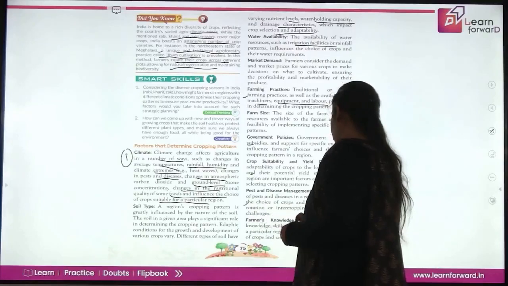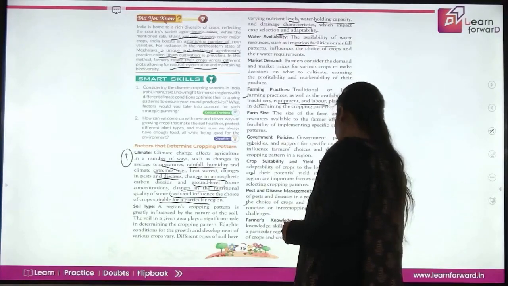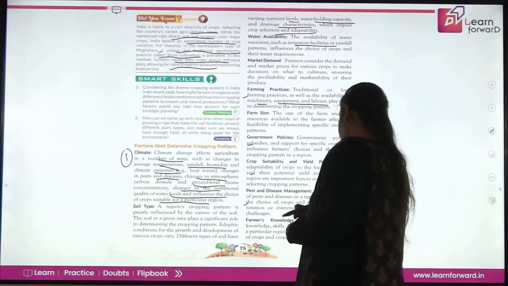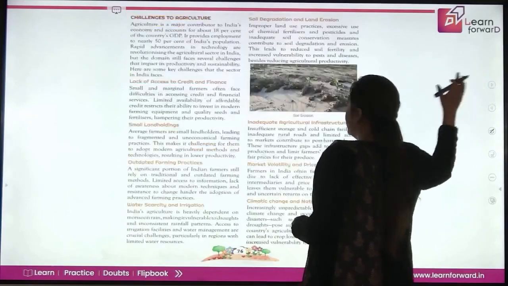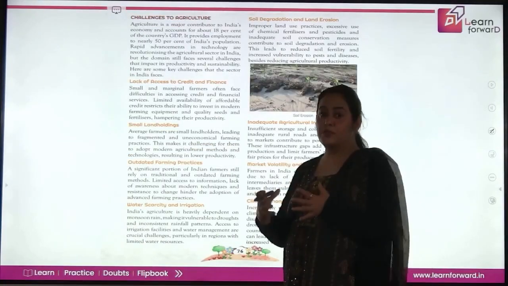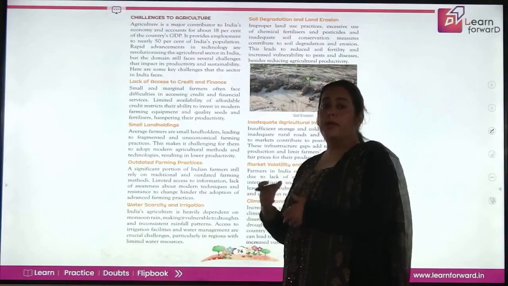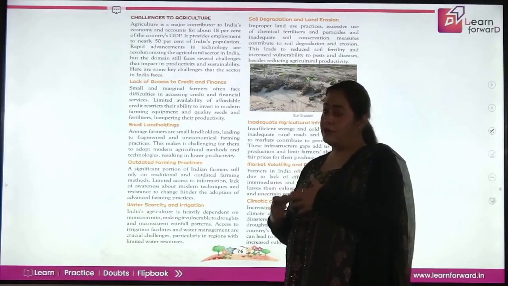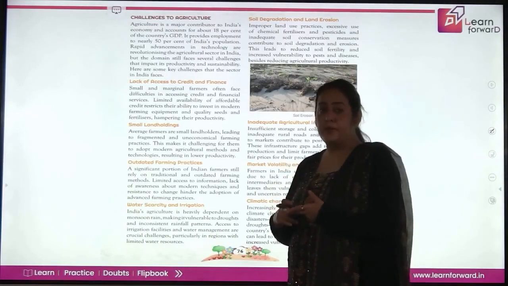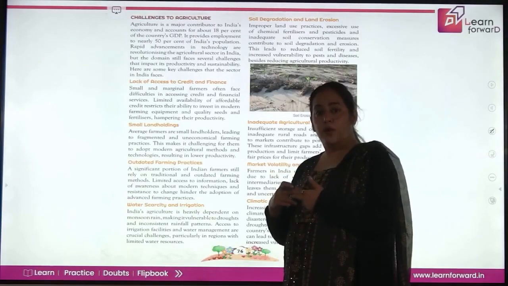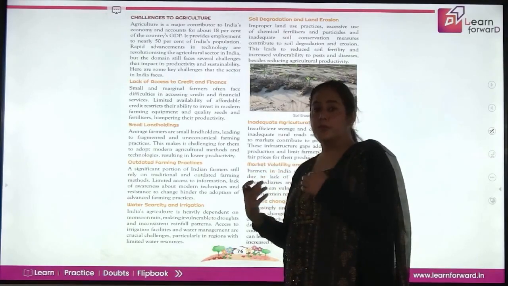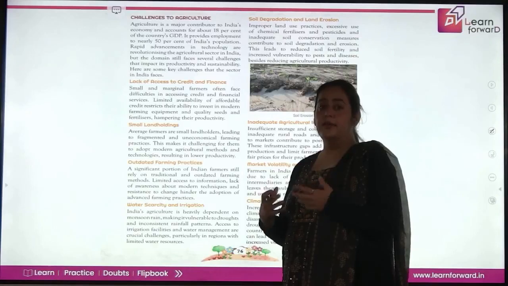Then is farmers' knowledge and experience. The knowledge, skills, and experience of farmers in a particular region also influence the selection of crops, because if the farmer is educated, he can pick up something which is very good for the soil and he can pick up better techniques for better harvest. But if the farmer is ignorant, the farmer is an illiterate person, then he may just bank on the knowledge he has got from others, but in case he is technically skilled, the harvest can be better.